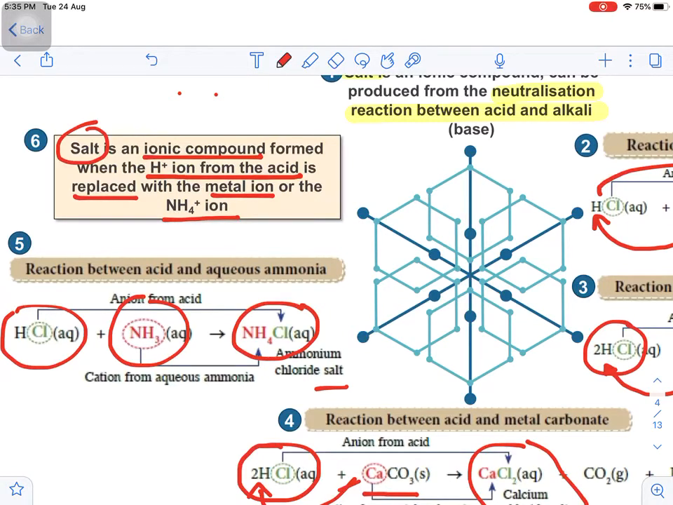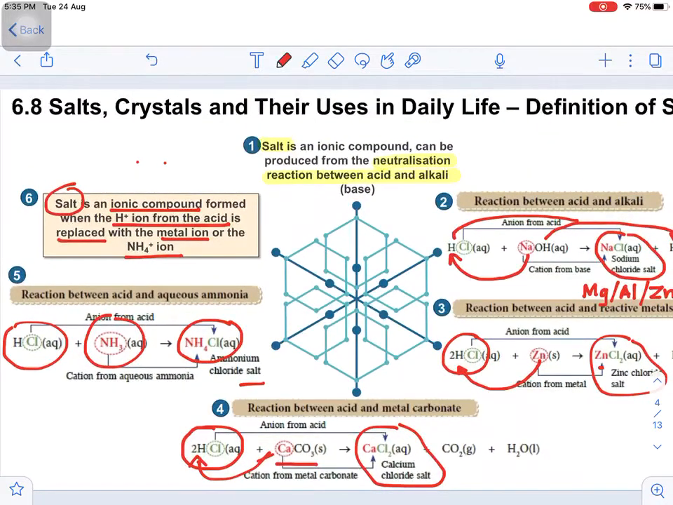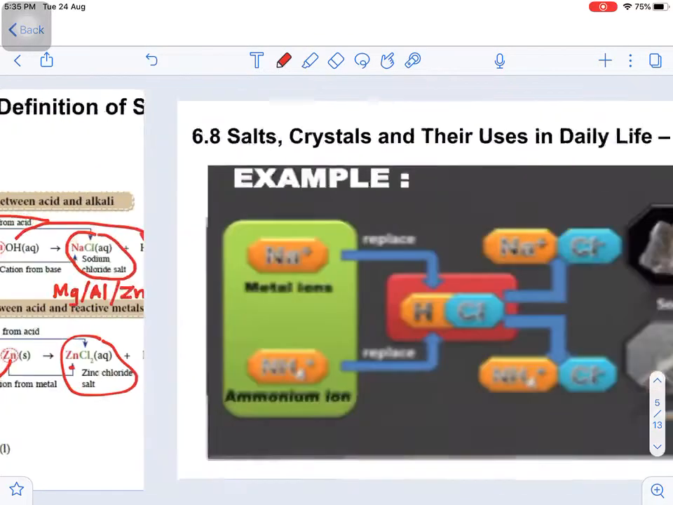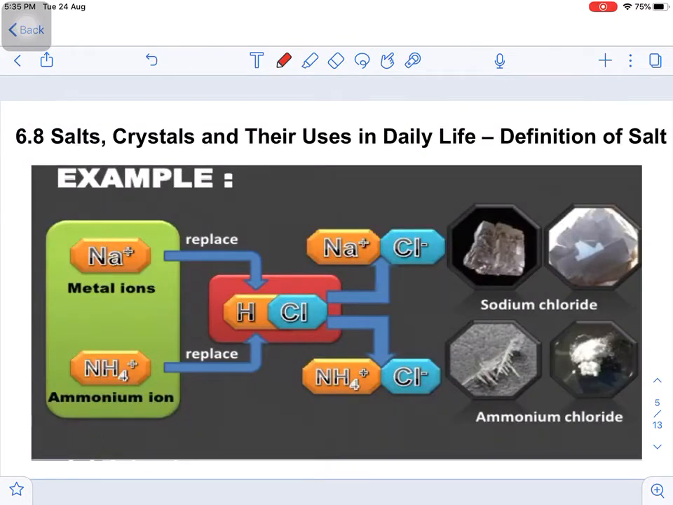As you can see, dia semua ni asal dia ada daripada acid. Then metal ion tu gantikan, contoh metal ion daripada sodium, daripada zinc, daripada calcium, and daripada ammonia yang jadi ammonium. Okay, so for example, we have hydrochloric acid. So acid contains hydrogen ion. So when hydrogen ion is replaced by sodium, dia akan jadi sodium chloride, which is salt. Or when the ammonium ion replaces hydrogen ion from the acid, it will form ammonium chloride salt.